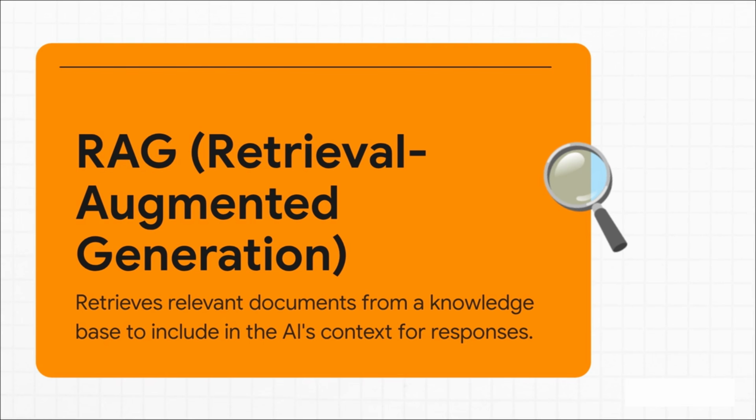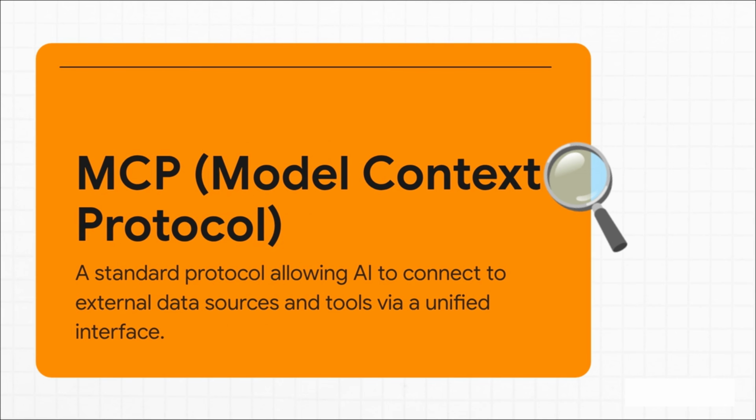Picture this. Before the AI even tries to answer your question, another system acts like a super fast librarian. It zips through a knowledge base, finds the most relevant documents, and basically hands them to the AI as a cheat sheet along with your question. The AI then uses these fresh notes to build its answer. Pretty smart, huh?